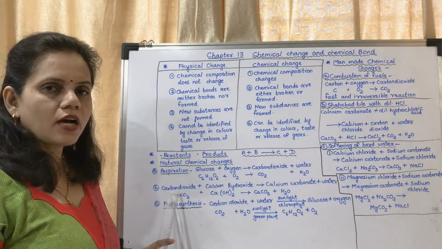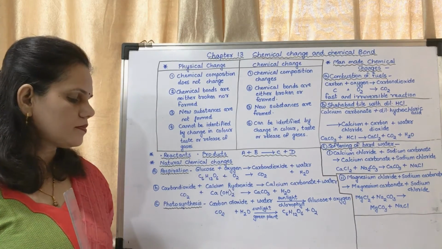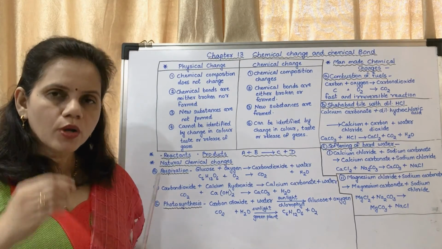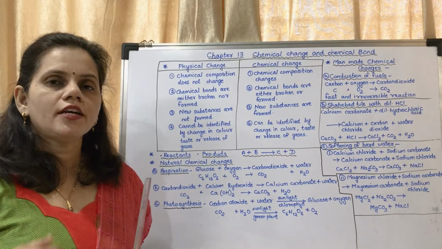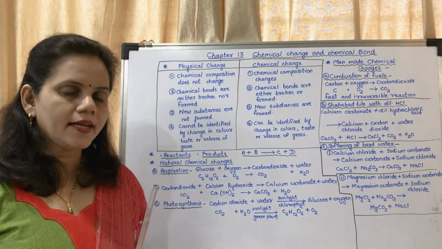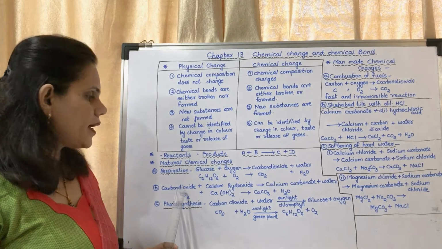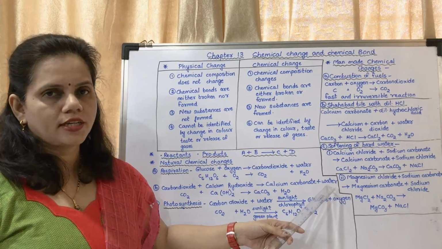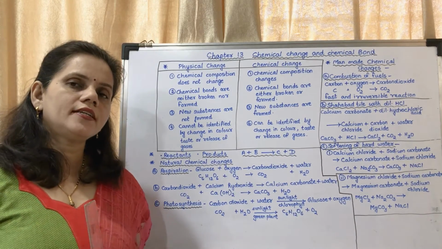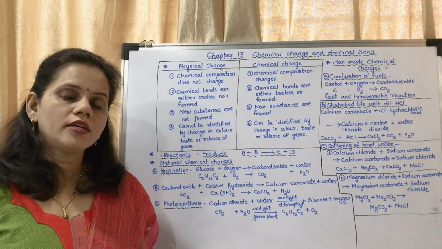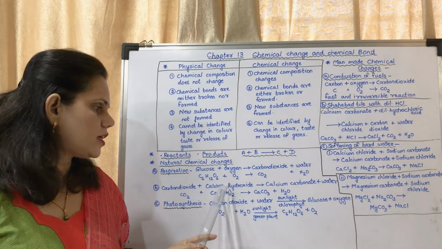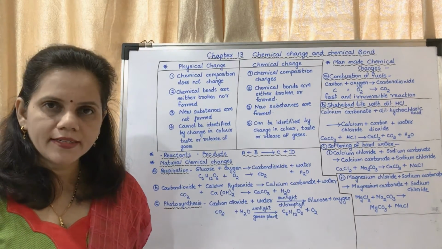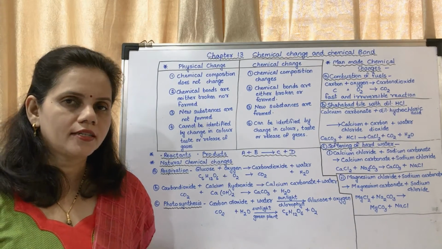Next is the reaction of carbon dioxide plus calcium hydroxide. That means you have to take lime water in a test tube and you have to blow through the lime water. When you are blowing, you are providing carbon dioxide gas. That carbon dioxide will react with calcium hydroxide to form calcium carbonate and water. In this case, the lime water will turn milky. Why? The lime water will turn milky because lime water reacts with carbon dioxide to form calcium carbonate, which is white in color. Therefore, the lime water turns milky.